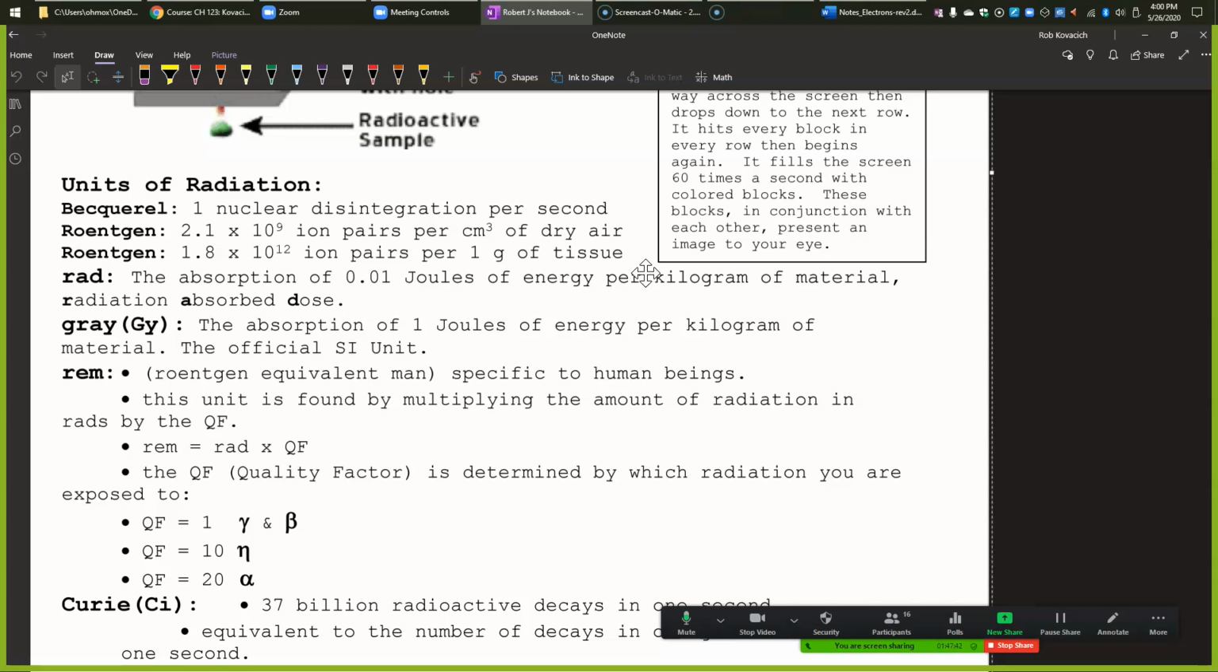Gray is the next unit, and although it's the official unit for the metric system, for the SI system, I've never heard anybody ever use it. And I was in a nuclear power plant on the aircraft carrier, and my master's degree is in nuclear chemistry. I've never seen this written in a paper, so don't worry about it. But it's actually the official unit.